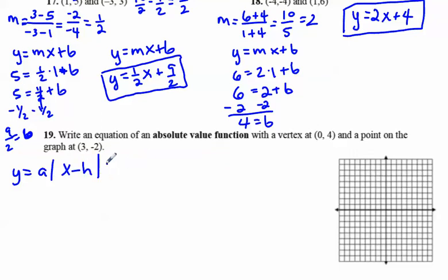and then plus k. And when you're looking at this general form, the x-coordinate of the vertex is your h value, and the y-coordinate of your vertex is your k value. So if we plug these in, the only thing that we're going to be missing is the a. We can use 0 for h, we can use 4 for k, and then over here we have another point, so we can use those for x and for y, and we can solve to find out what a is.